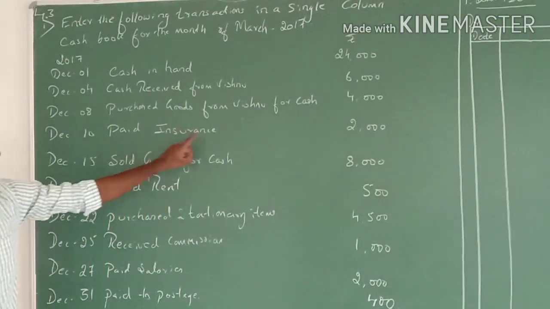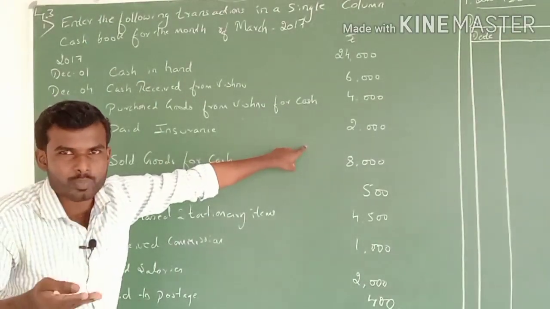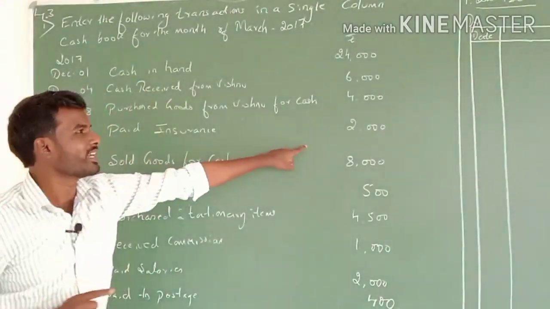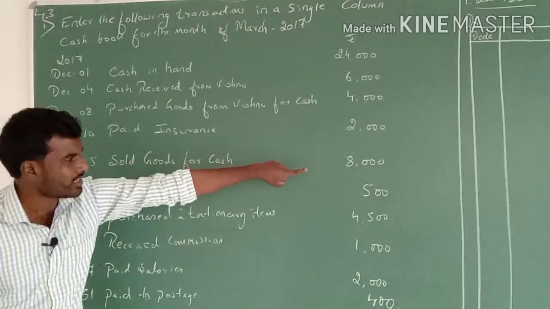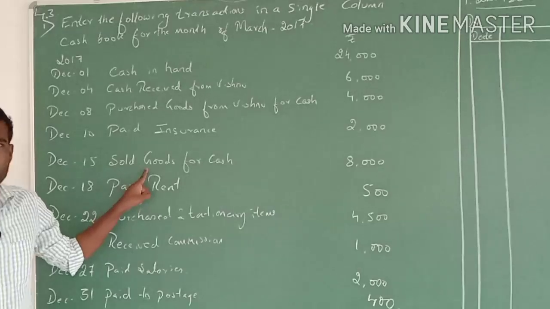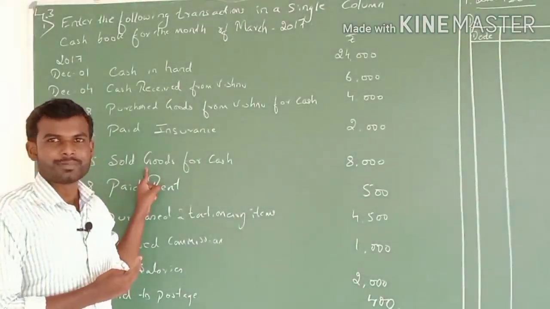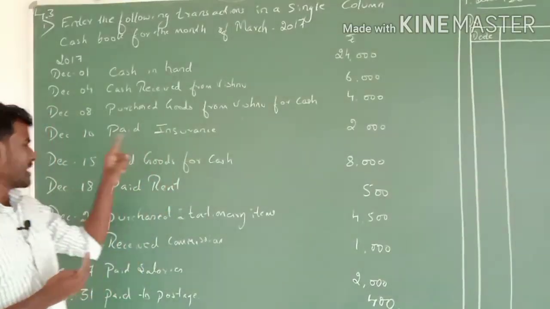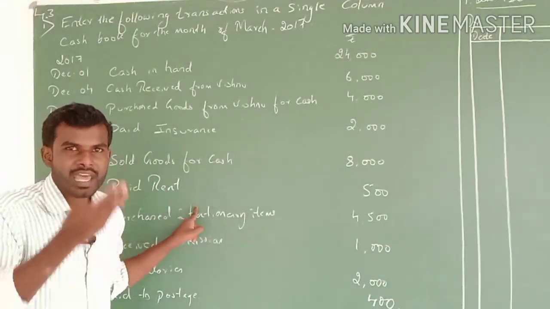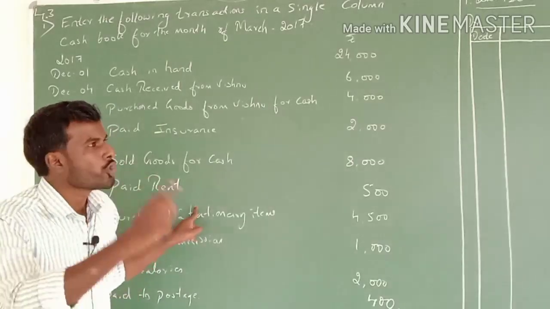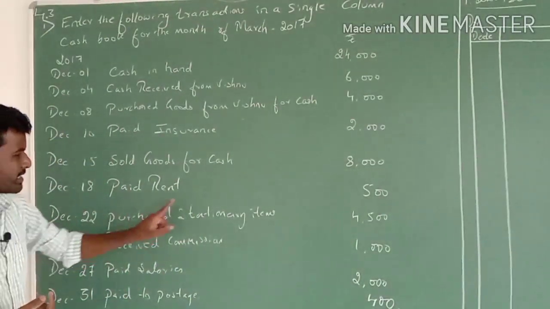December 10th, paid insurance rupees 2,000 is there. When we are paying the insurance, our cash balance decreases, so it should be recorded under the credit side. Again, on December 15th, sold goods for cash 8,000 is there. So for this transaction, what happens? It increases our cash balance, so it should be recorded under the receipt side, that is of which side? Debit side. Again, December 18th, paid rent is there. When we pay the rent, what happens? Our cash balance decreases, so it should be recorded under which side? Credit side.